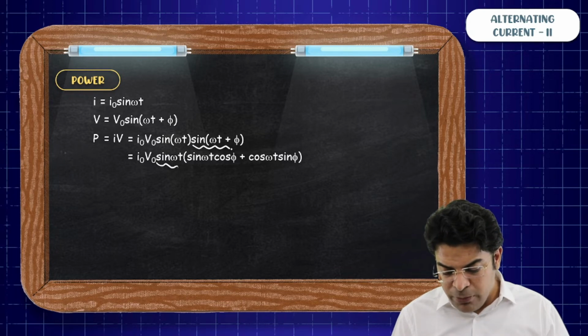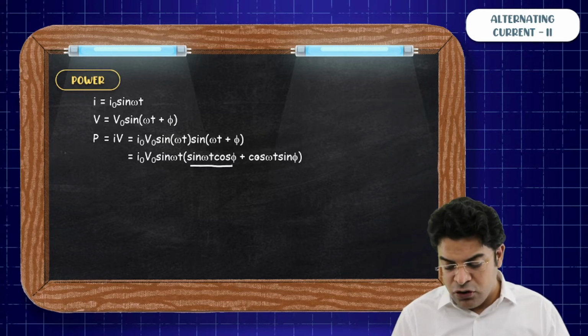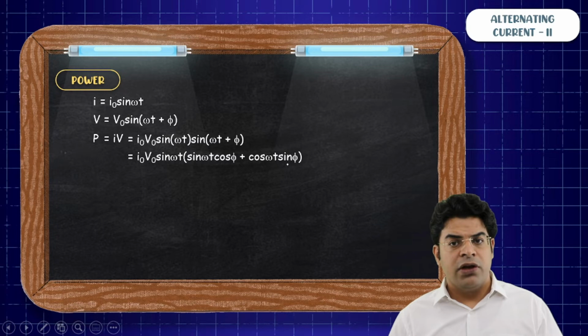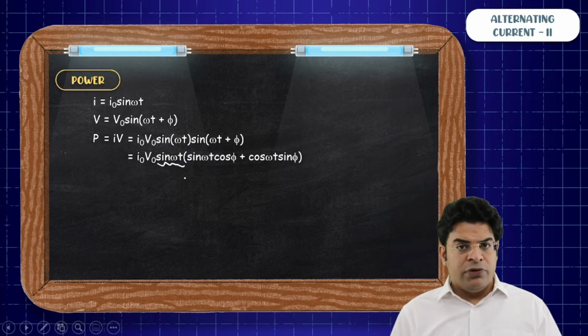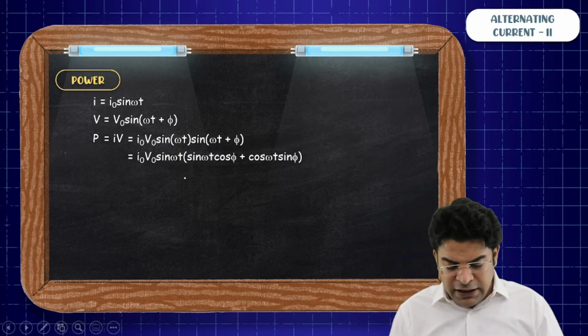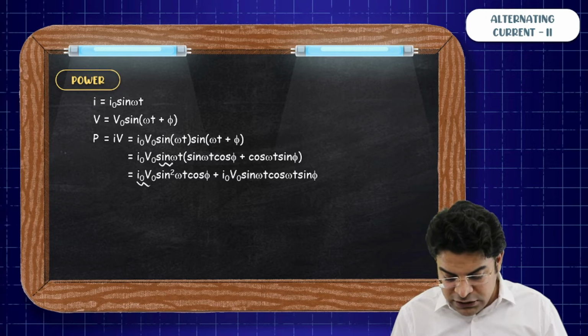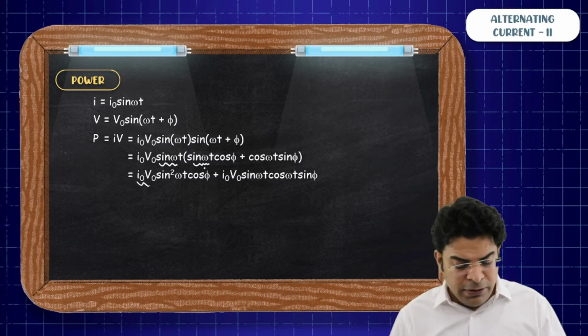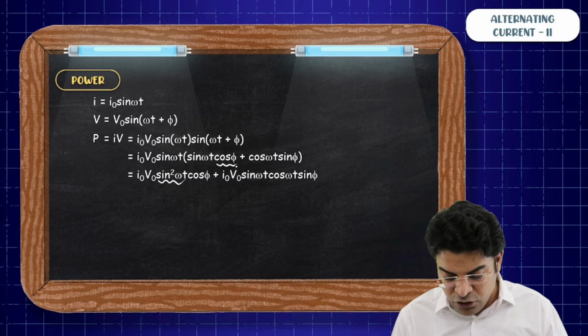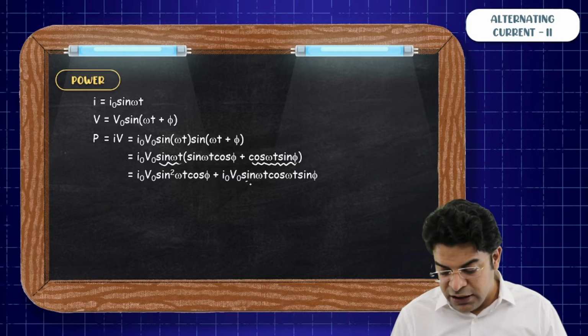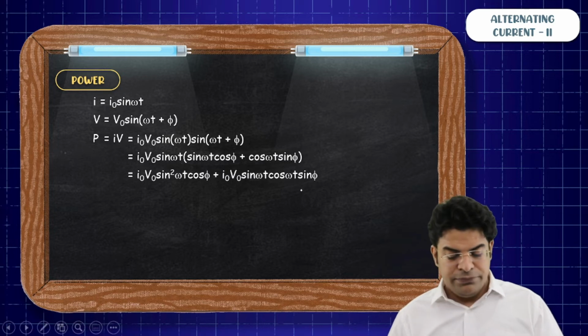In place of sine omega t plus phi, I have written sine omega t cos phi plus cos omega t sine phi. When I multiply this sine omega t and split it into two terms, I get I naught V naught, this sine omega t multiplied with the sine omega t gives sine square omega t into cos phi. And here you have cos omega t sine phi, so you get sine omega t cos omega t sine phi.